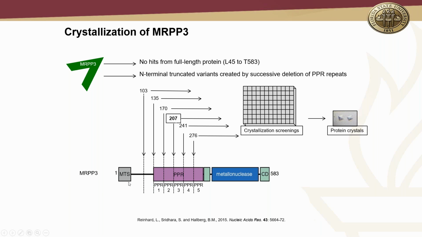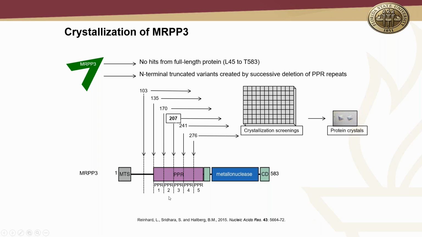It has a mitochondrial target sequence which helps the protein to make its way into the mitochondria. And it has 3 domains. The first domain is the N-terminal pentatricopeptide repeat containing domain. It has a central domain, and it is followed by a C-terminal metallonuclease domain. When we did not get crystals of the full-length MRPP3 protein, we generated several truncated variants by successive deletions of 1 or more PPR repeats.